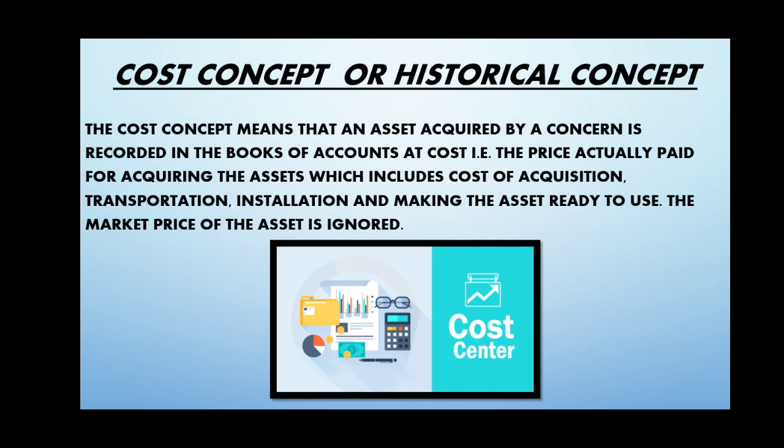Whatever amount I'm spending to buy an economic resource, that amount is what I have to record in the books of accounts. I should not record the market price, which is very, very important. And when I say cost price, it should include transportation cost, installation cost, and making the asset ready to use. Whatever expenses there are, we have to consider along with the cost price.